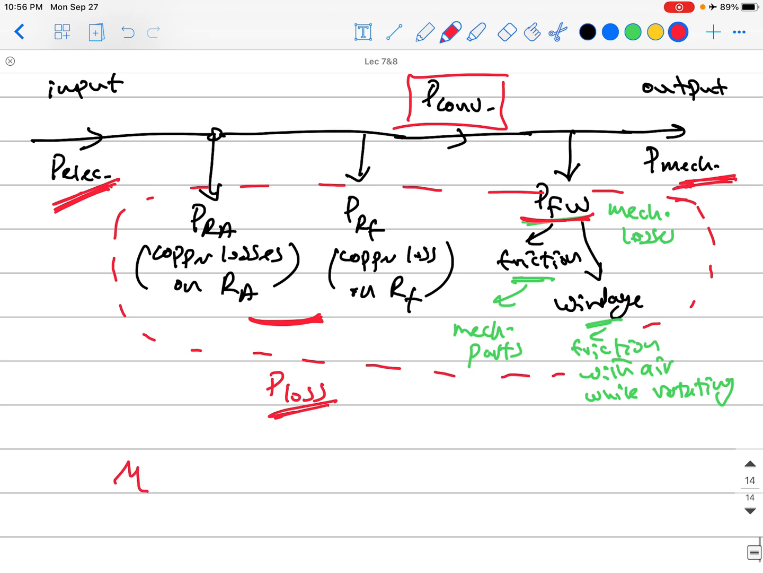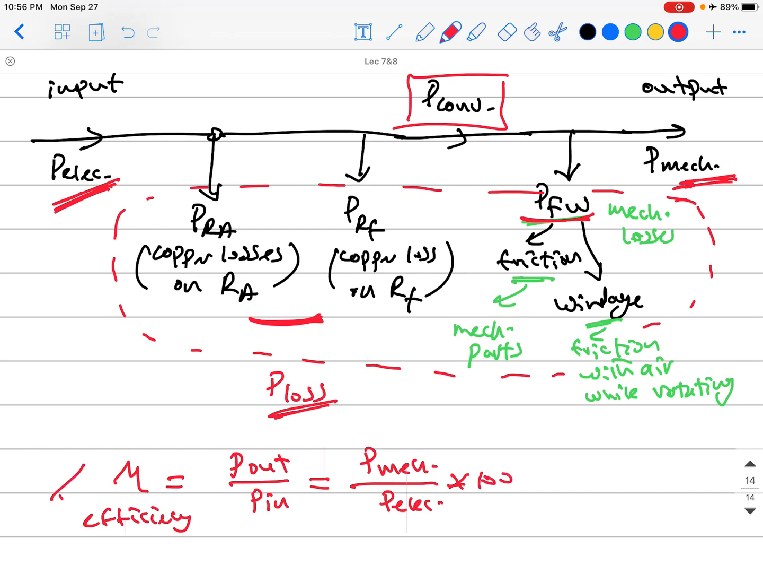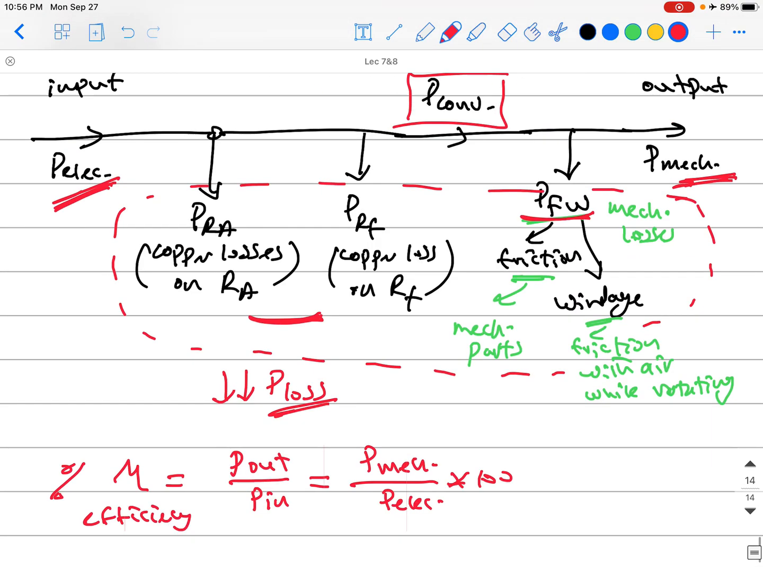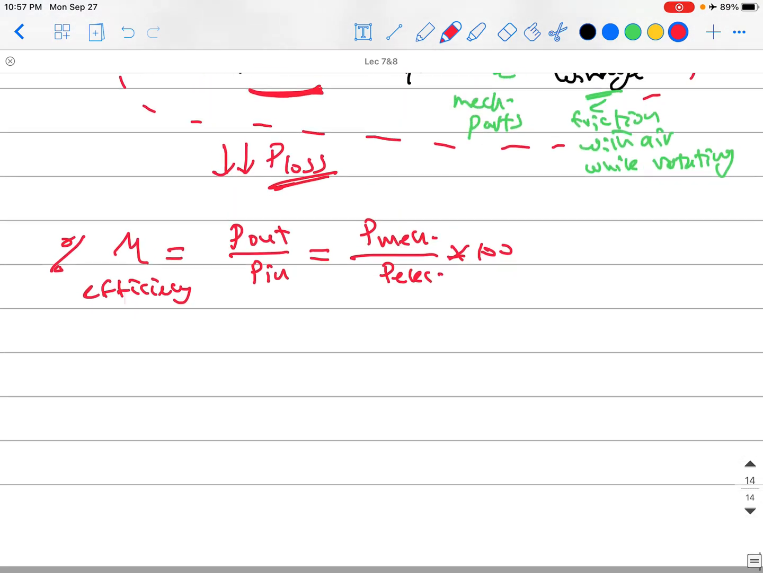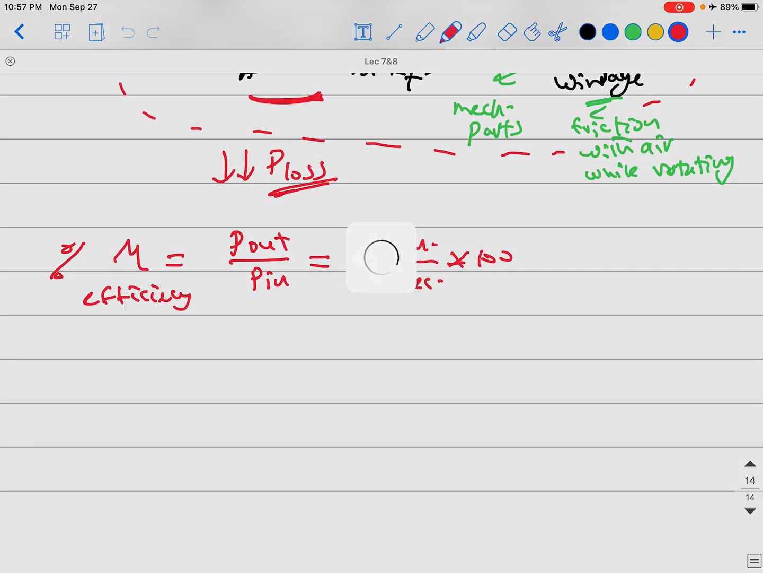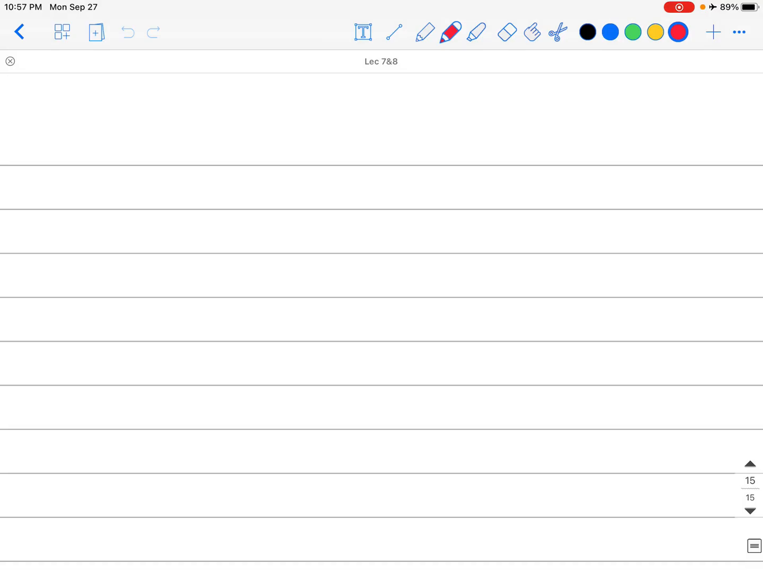Okay? So the efficiency of any kind of machine, we call it eta. Efficiency of the machine will equal P output over P input. For here, it's P mechanical over P electrical, and multiply by 100 if you want it as a percentage. So you want this efficiency to be as high as possible, and to do this, you need these power losses to be as low as possible. Okay, guys? So that was the motor mode, okay?